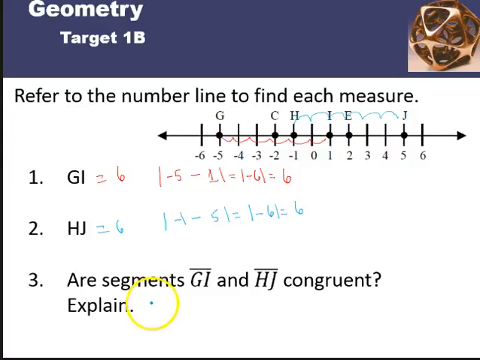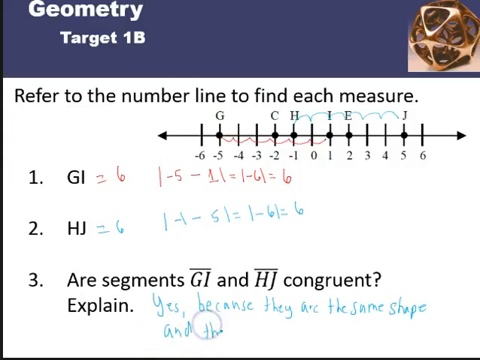Then for number 3, it says, are segments GI and HJ congruent? And then explain. Congruent means same size and same shape, so they're both line segments and they both equal 6, so they are the same size and the same shape. So we're going to say yes, because they are the same shape, and they are both 6 units long. Okay? So that's problems 1 through 3.